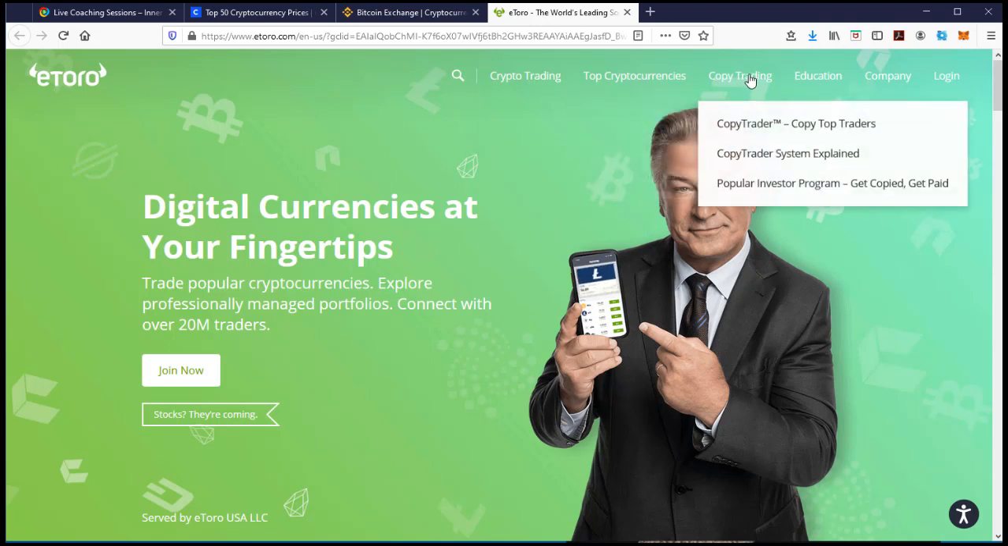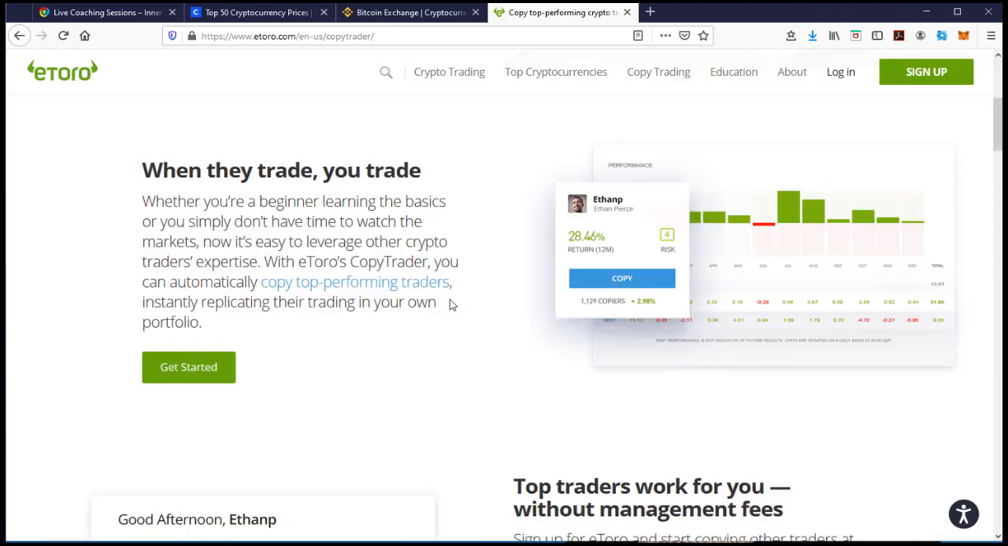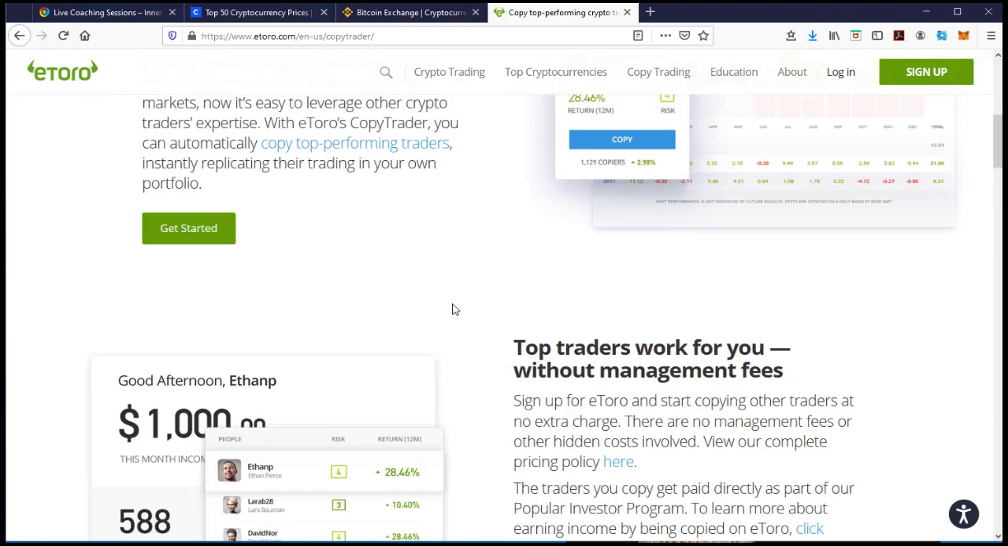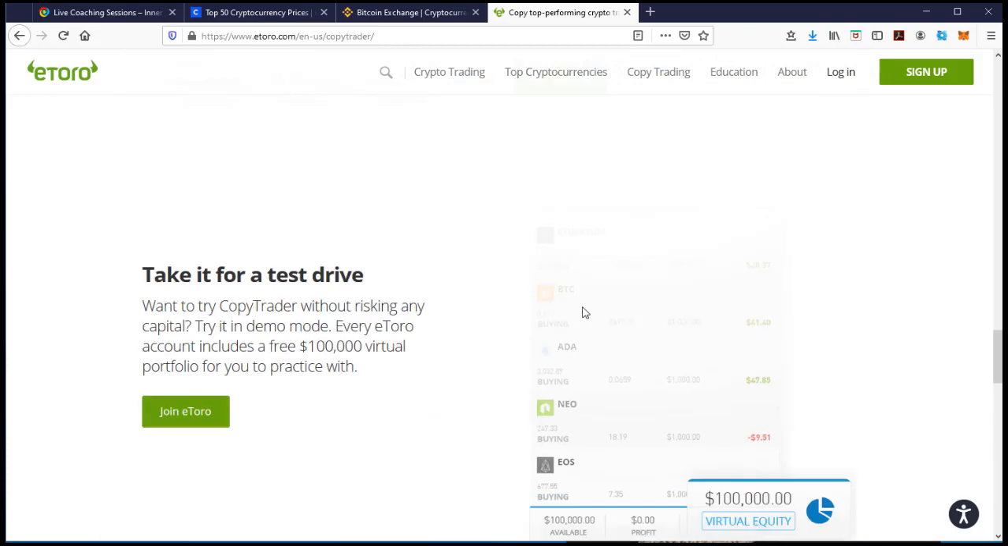All right, so if I click on copy trading and click copy top traders, it'll tell you what this is. So if you're a complete newbie and you just don't have a clue what to trade, you don't want to have to figure it out on your own, you can sign up for eToro and actually copy successful traders. Successful traders will show you their portfolio and what they're trading and when, and you can copy that.